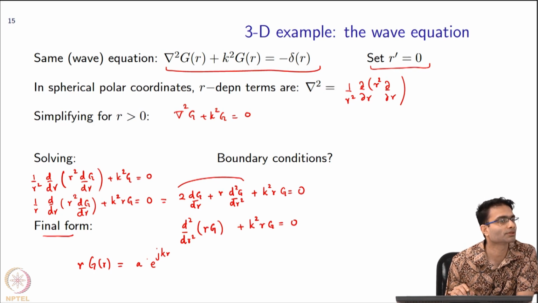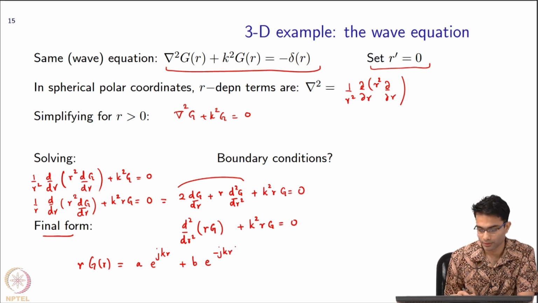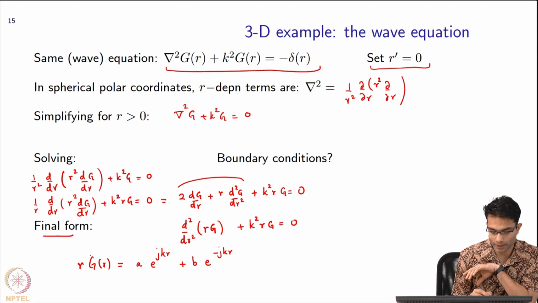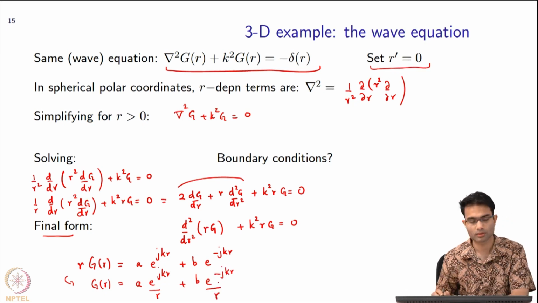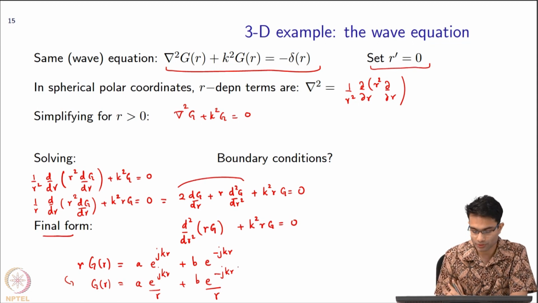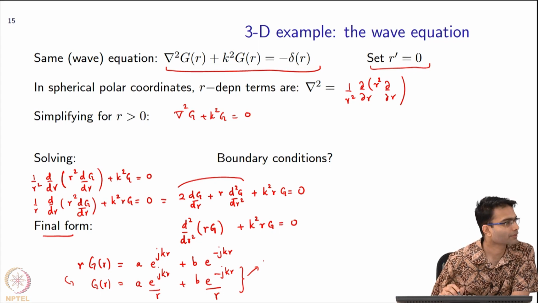Is that all? Is that the only possible solution? Minus, right? That is the second independent solution. That will be a minus jkr, right? So I can just write this, take the r over here, and I have a. Right. So these kinds of functions are, what are they called? They are spherical plane waves.